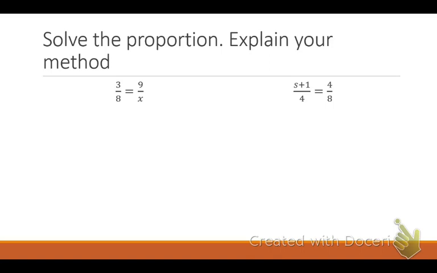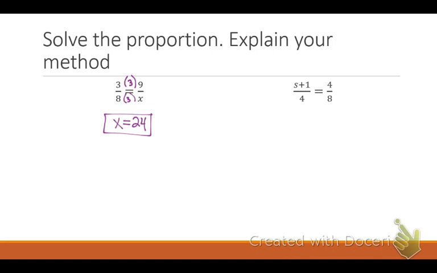Did anybody do mental math on the first one? Mental math would say, what is my missing link in the middle? Multiply by what, guys? 3. 3 times 3 is 9. So 8 times 3 is 24. If you did cross products, you should have gotten the same answer.